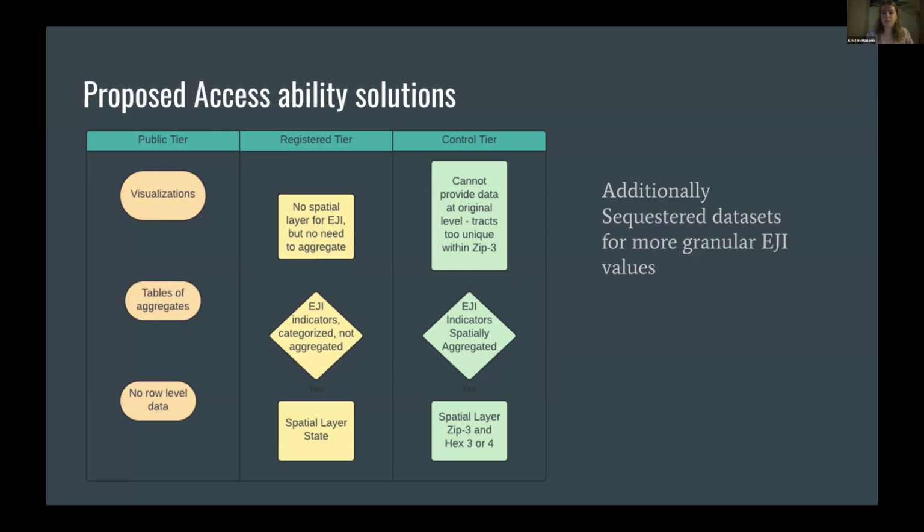size. And then additionally, we're considering sequestered data sets where we could give more granular EJI values with only the information from the other data streams that is necessary in order to answer a bucket of research questions, but we haven't gotten full approval to do so. So we're waiting with bated breath for the IRB.